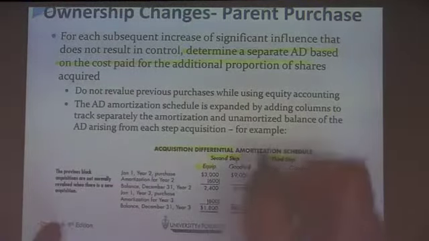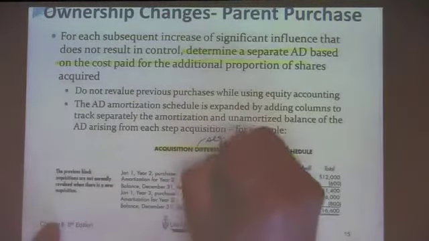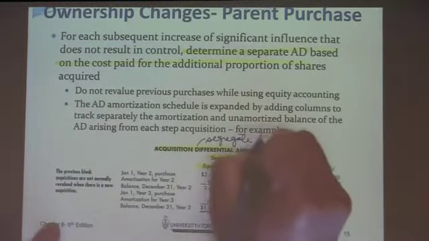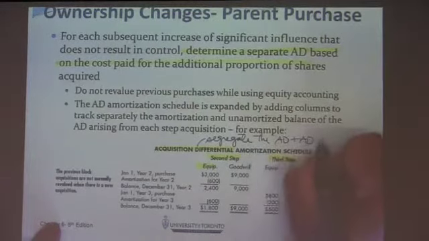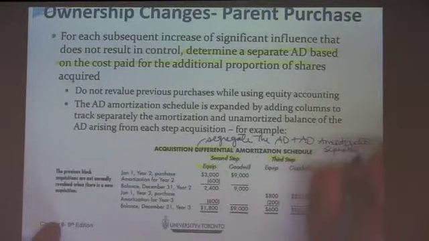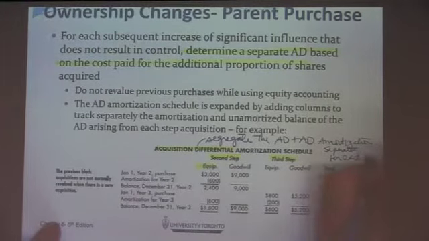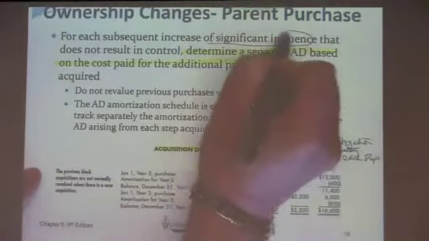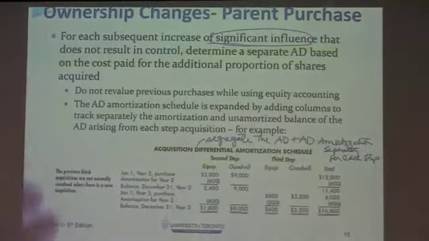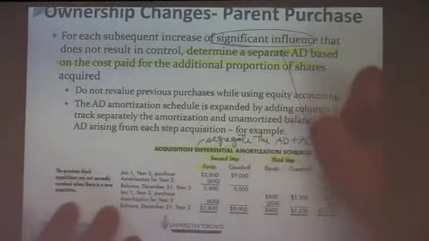So we need to segregate the AD and the AD amortization separately for each purchase. And that's only when we still have significant influence. That's the key. It's only for significant influence.